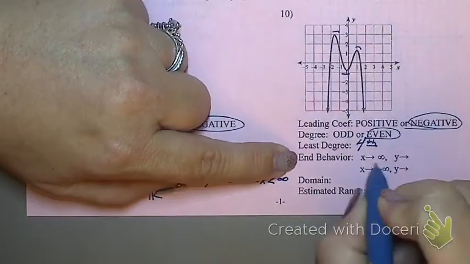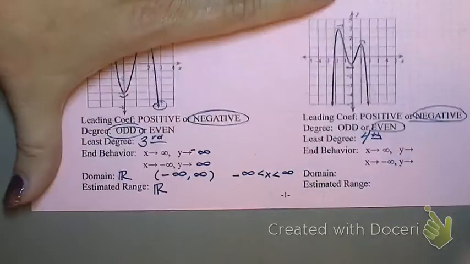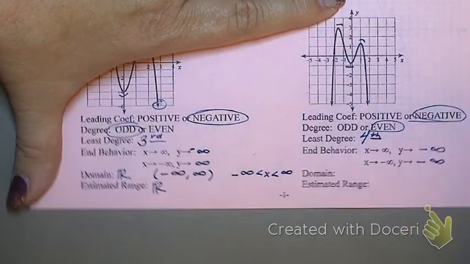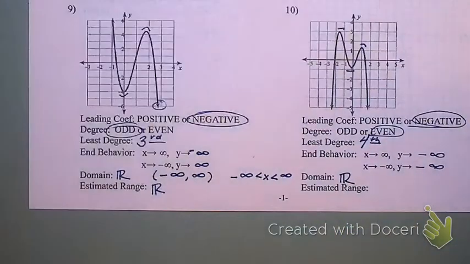End behavior. Positive infinity is talking about the right side. Well, it doesn't really matter because in an even, both of them are going down. Domain: always all real numbers. Doesn't matter if it's odd or even, it's all real numbers.